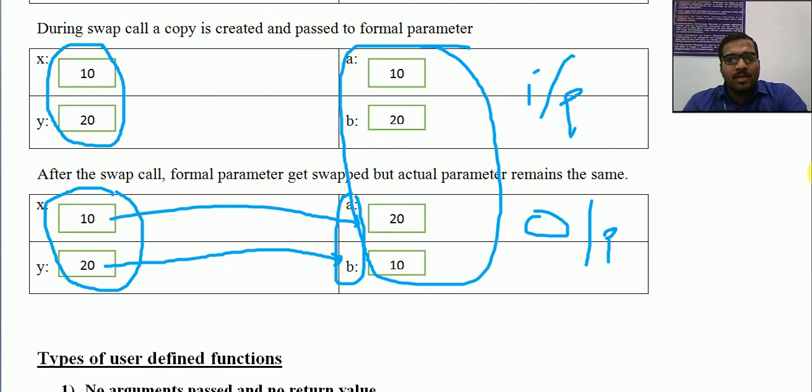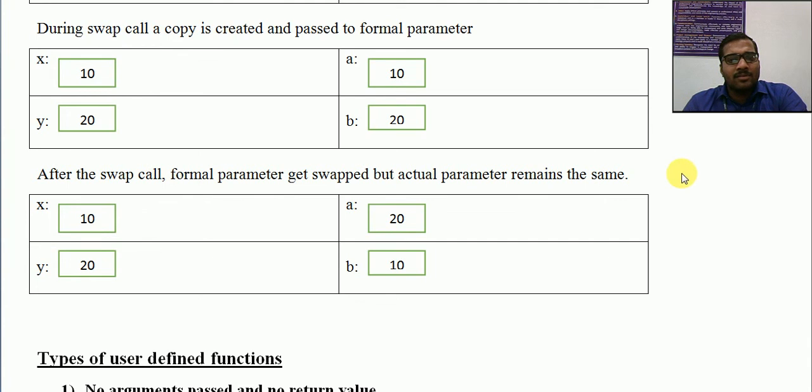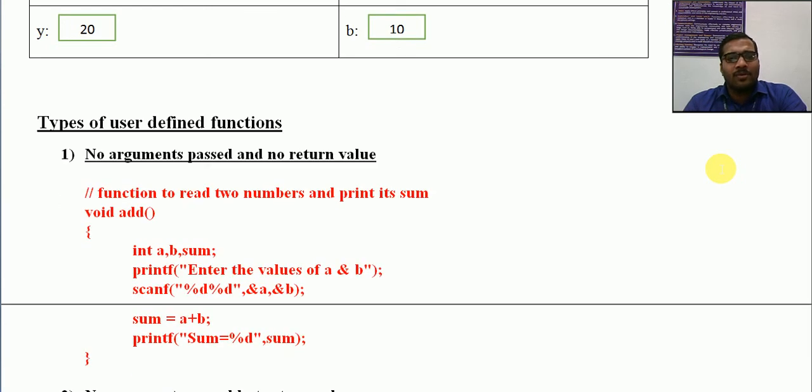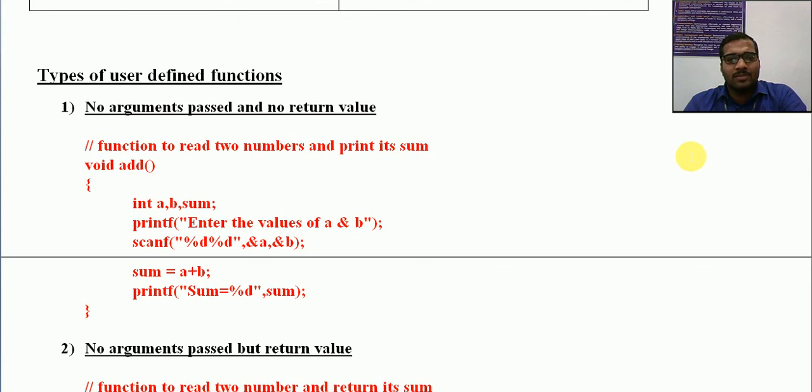Now we will move to the next topic, that is various types of user defined functions. We have seen there are two types of functions, one is built-in function and the second one is user defined function. Now let us see what the different types of user defined functions are. User defined functions are the functions defined by the user that can be called by our program. There are four categories of user defined functions. We will see them one by one with some simple examples.